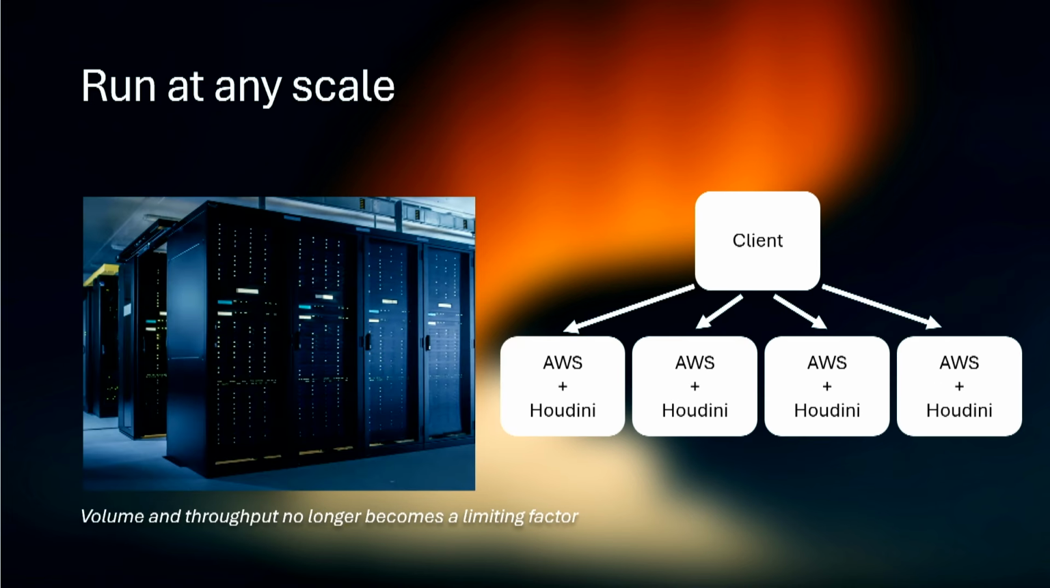You can also run it at any scale because if you only have one desktop, you can only run one instance of Houdini, and you can do more if you're smart. But volume and throughput no longer become a limiting factor for what you can actually do with Houdini. If you need one instance, that's great. If you need 5, if you need 10, if you need 100 instances running at the same time, that's no problem. You can run it at any scale you want.